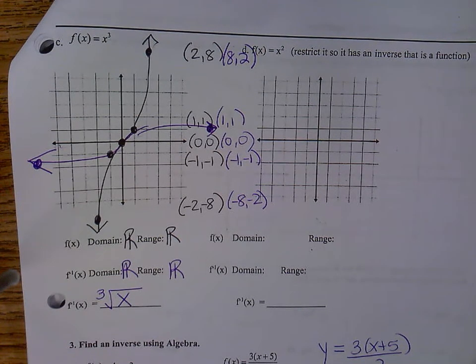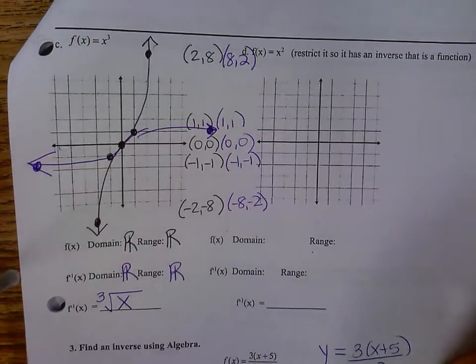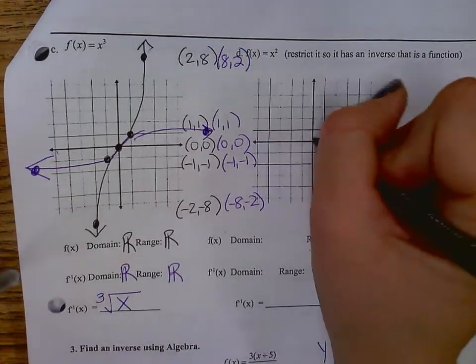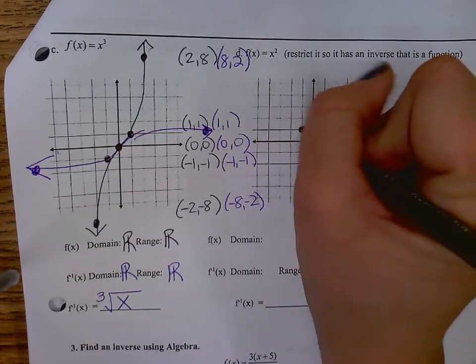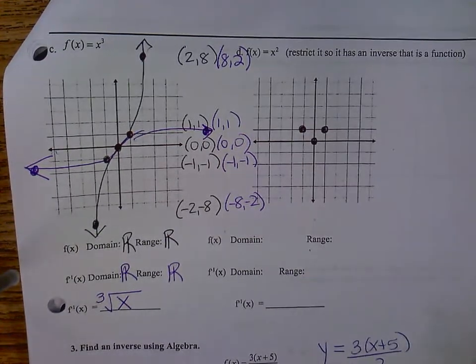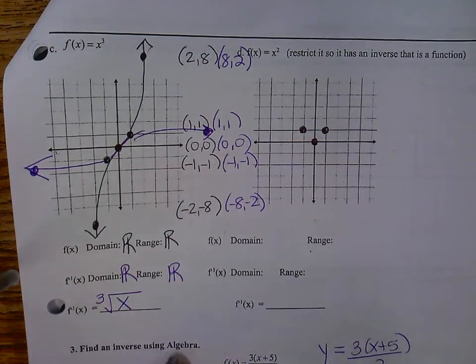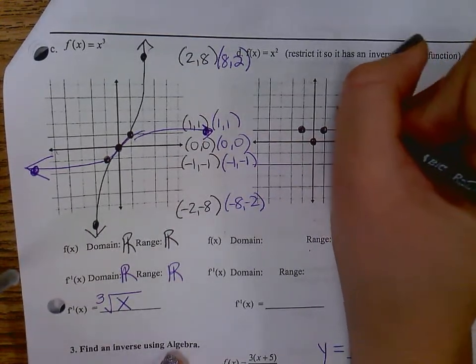Where was x squared's vertex? 0, 0, 1, 1, and negative 1, 1, right? Because when you square it, you get 1. And then 2, 4, right? 1, 2, 3, 4. This is my parabola.